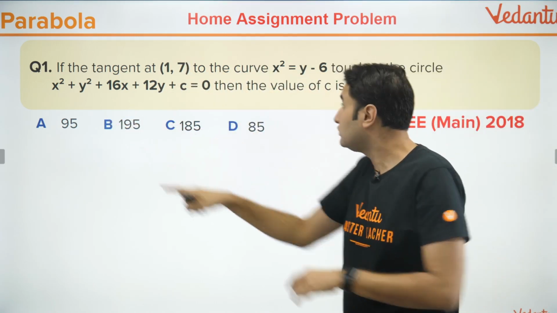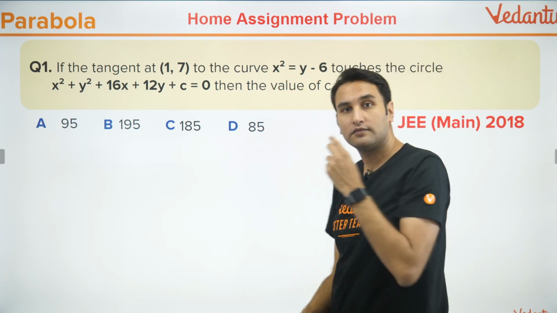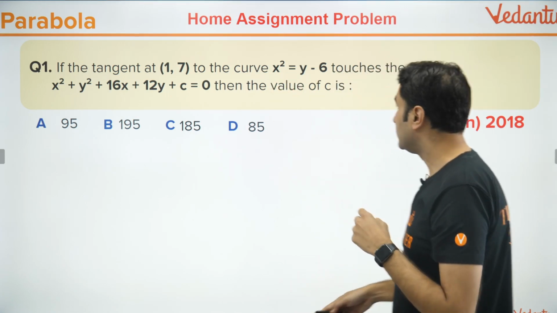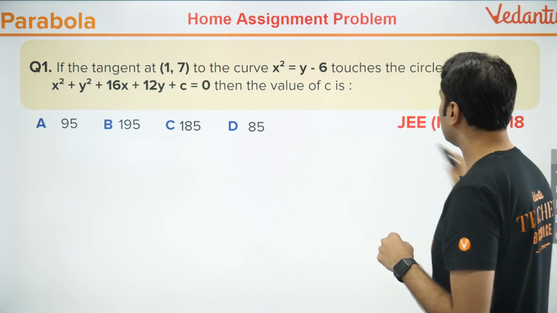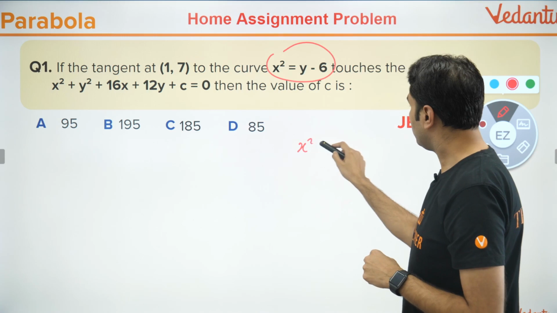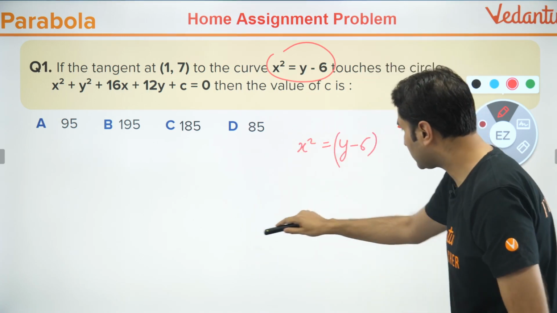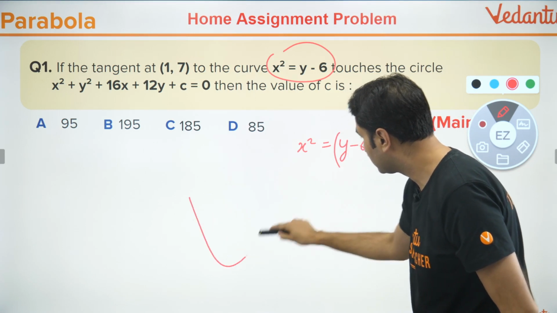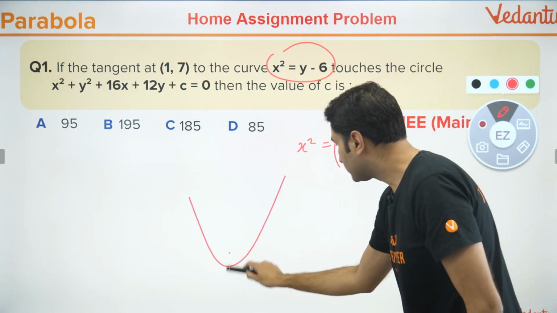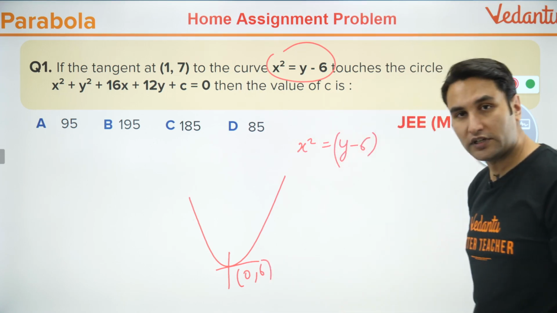बच्चों, what will you do? Can you write down the tangent to this shifted parabola? Can you write down the tangent to this? लिख सकते हो ना? क्या हो जाएगा? What is this? x square is equal to y minus 6. Can you write down the tangent to it? कैसा curve है ये? The curve is like this, shifted at 0,6. Can you write down the tangent?